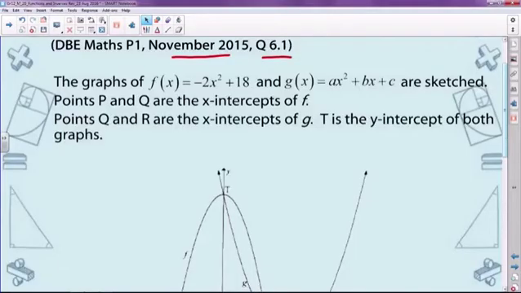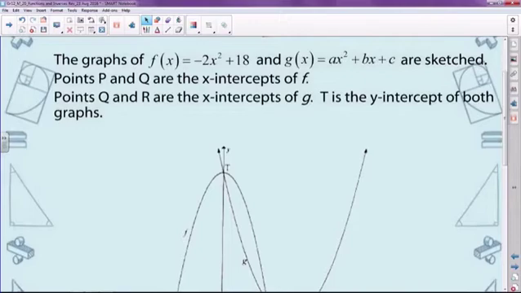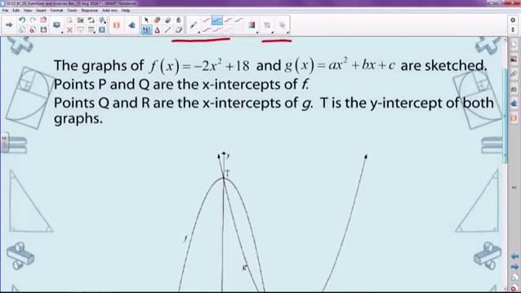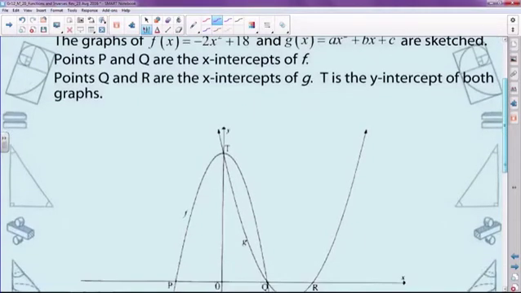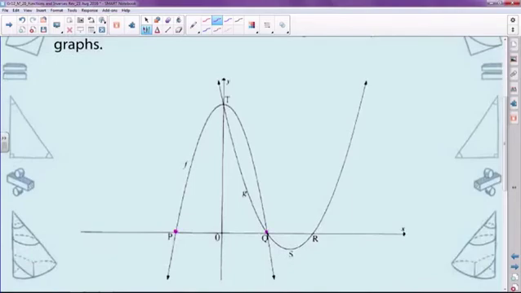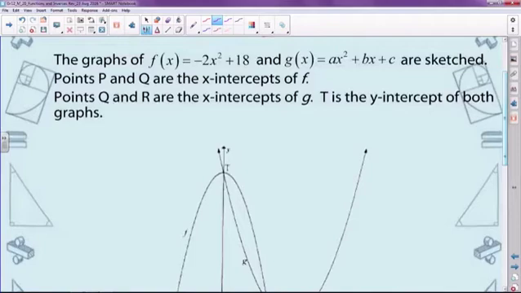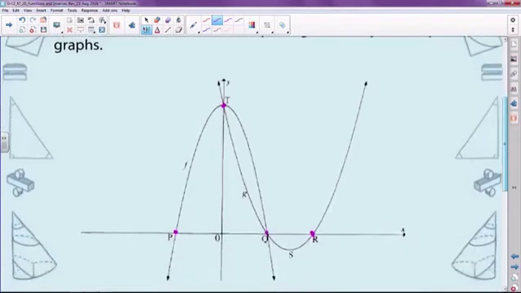We are given that the graph of f of x is defined by minus 2x squared plus 18. So that's going to be a graph with a maximum turning point. We are also told that the defining equation of g of x is ax squared plus bx plus c, which is in standard form, and both are sketched. Points P and Q are the x-intercepts of the graph f. Q and R are the x-intercepts of graph g. T is the y-intercept of both graphs. So everything that's stated is also shown on your graph.